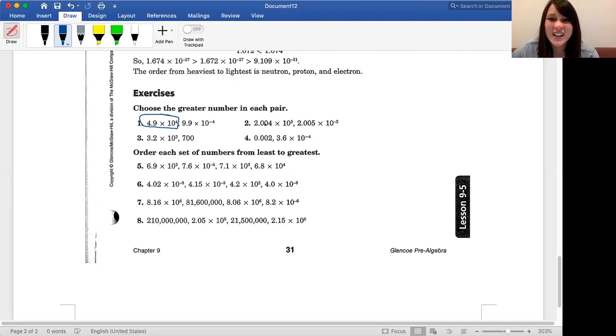And right here, it looks like this one is greater, right? Because it's to the positive third power. This is to the negative second power. So you can pause and work through these if you want to. Looking at this, I'd move my decimal 1, 2. So I think through, I have 320 compared to 700. I think 700 is bigger.